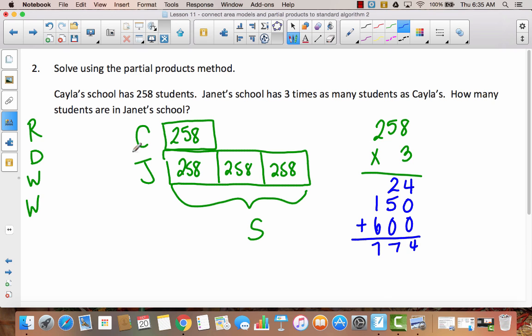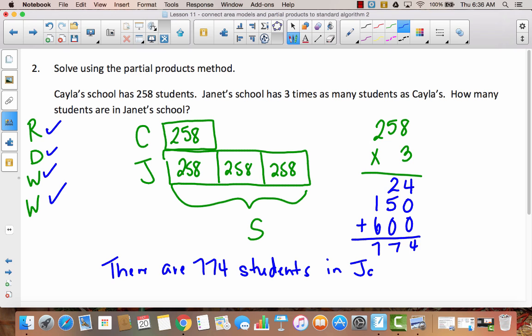So we read the problem, we drew a tape diagram, we wrote a number sentence. Now we're going to write our answer as a statement. How many students are in Janet's school? So we're going to say there are 774 students in Janet's school.